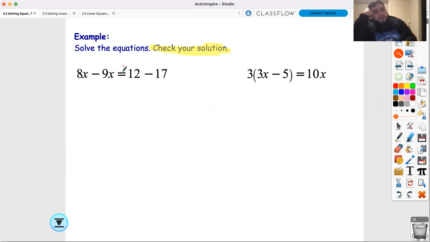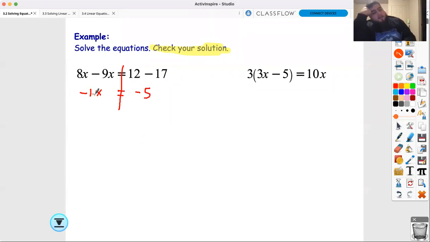So first I'm gonna draw the line on the equal sign. Now we got to look at the left side to see if we have to distribute or combine like terms. Here you'll see we have 8x minus 9x, which is just negative 1x. And then we go here to the right side, 12 minus 17. We have $12 and then we spend 17. So now we owe $5.